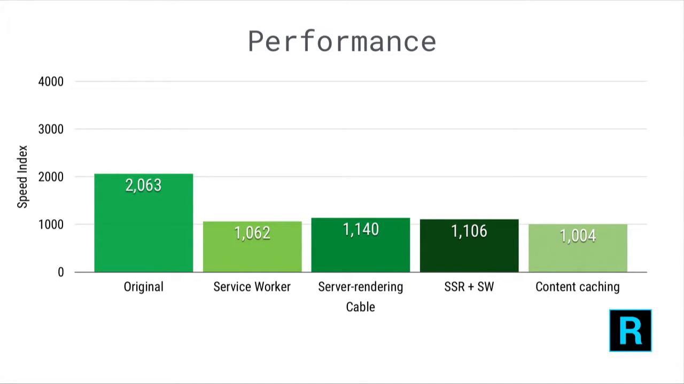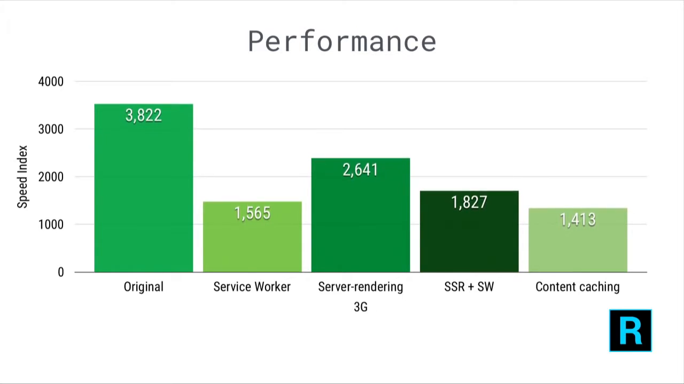Now here's where we ended up. We started off in a place where on cable we had a speed index of 2063. And by the time we'd added service worker and server-side rendering, and we used all of these content caching techniques together, we got to a place where we had a speed index of almost 1,000, so close to perfect.